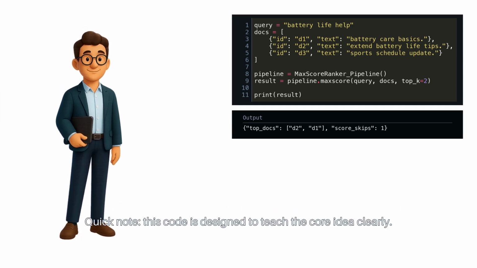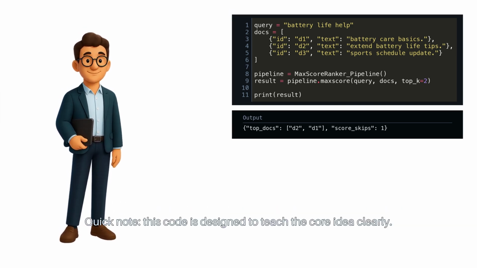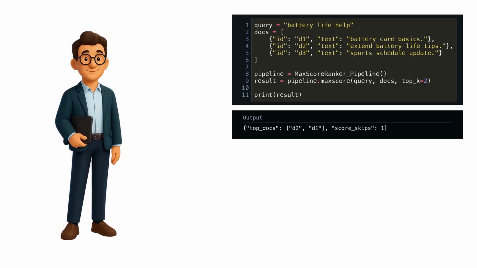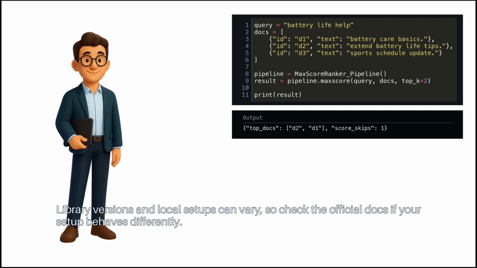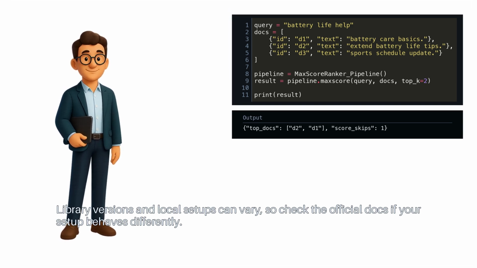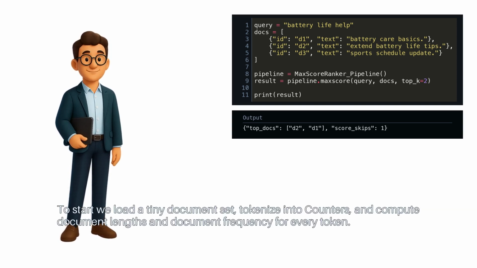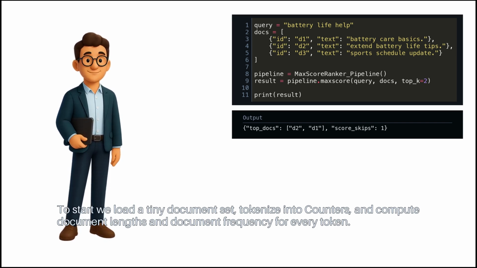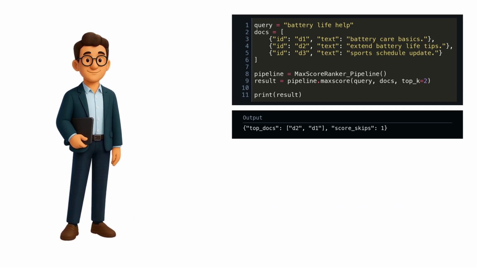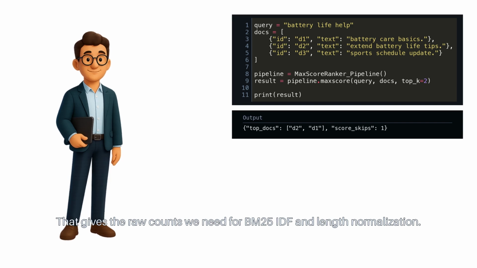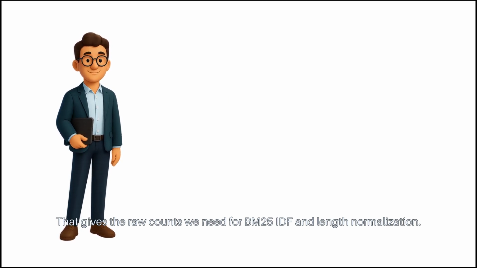Quick note, this code is designed to teach the core idea clearly. Library versions and local setups can vary, so check the official docs if your setup behaves differently. To start, we load a tiny document set, tokenize into counters, and compute document lengths and document frequency for every token. That gives the raw counts we need for BM25 IDF and length normalization.